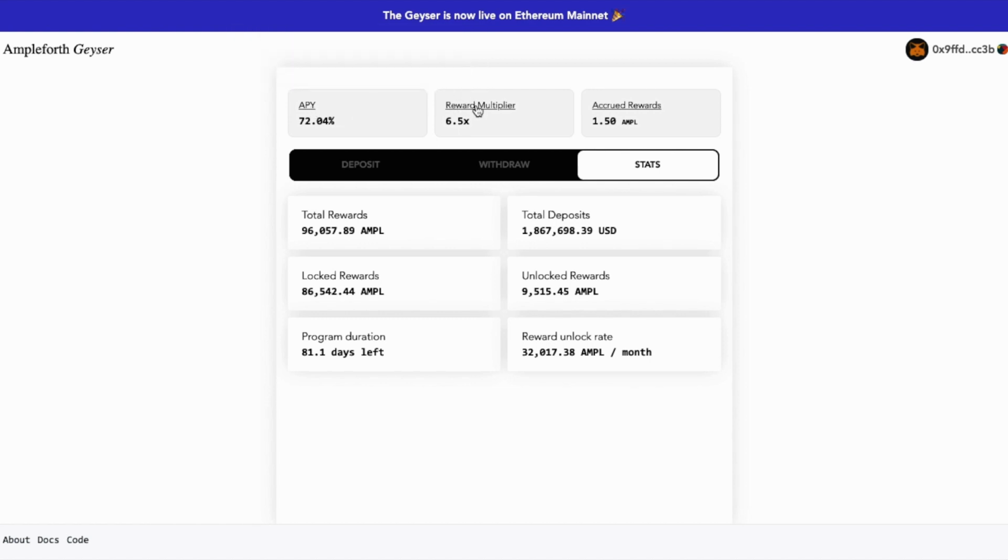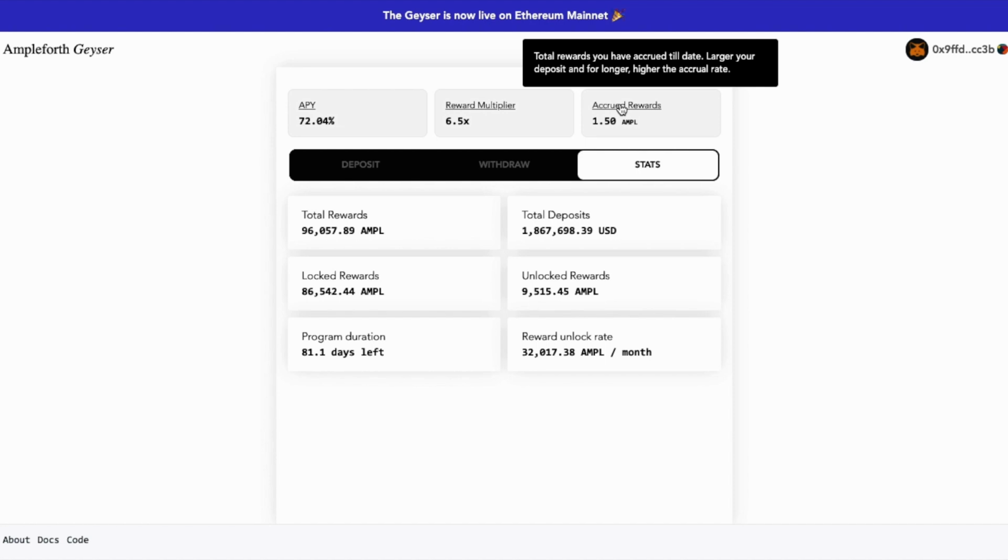Moving along here to reward multiplier, it reads: deposit liquidity tokens for 2 months to achieve a 3x reward multiplier. It's pretty straightforward. However much liquidity you deposit for X amount of months, here it says 2 months, you will achieve 3x on your reward multiplier. It's pretty straightforward.